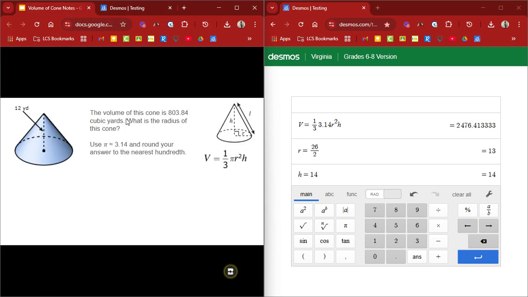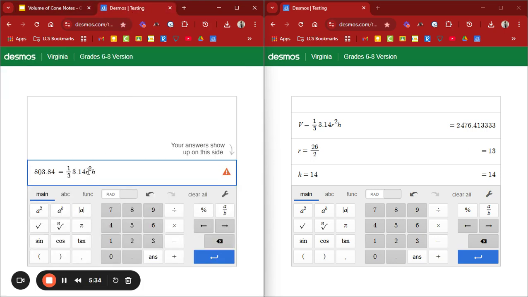Okay, go back to the question here. The volume is this, and then the height is 12. So for the height, I'm going to put 12 right here. Oh, that's wrong. There we go.